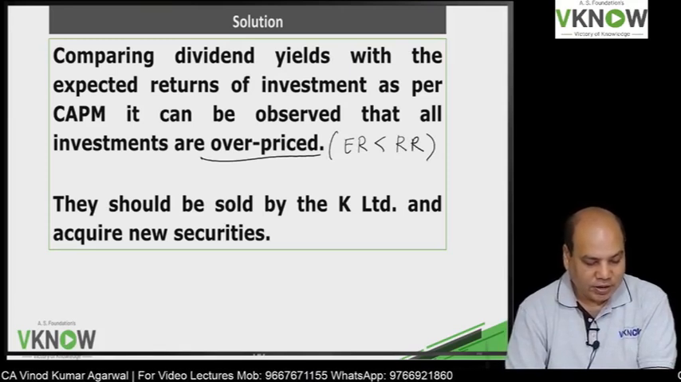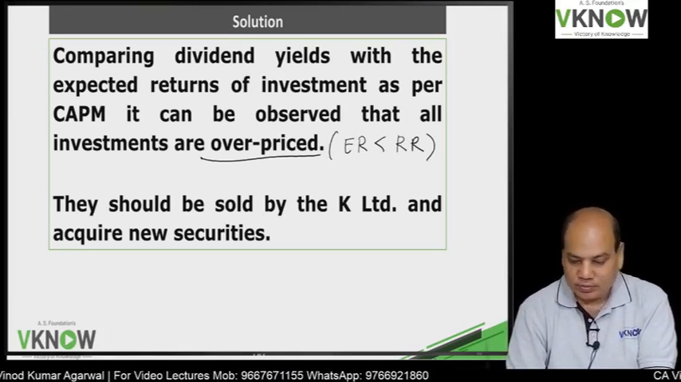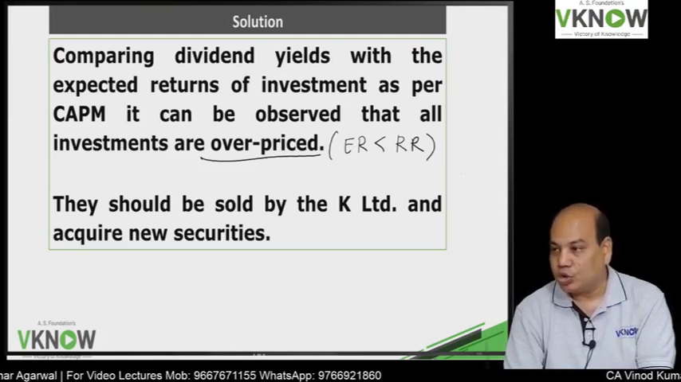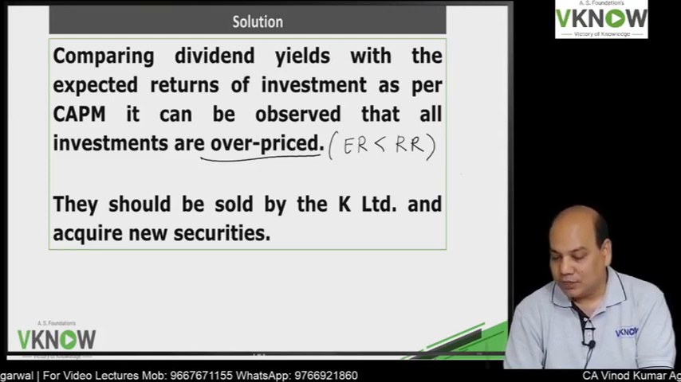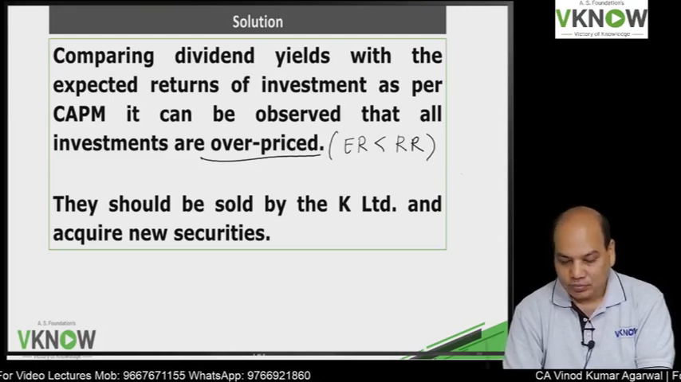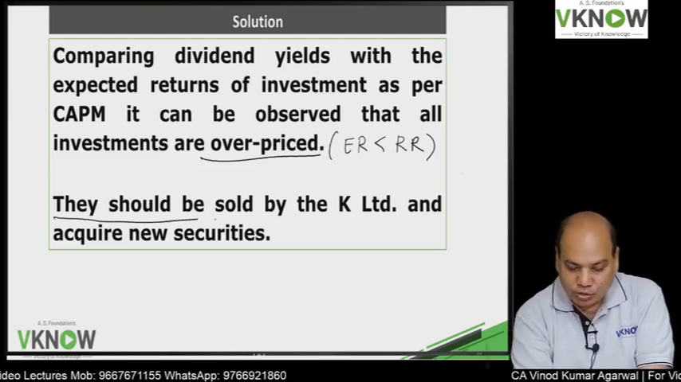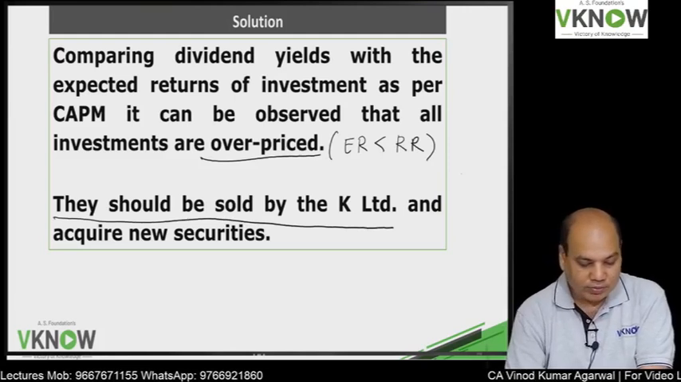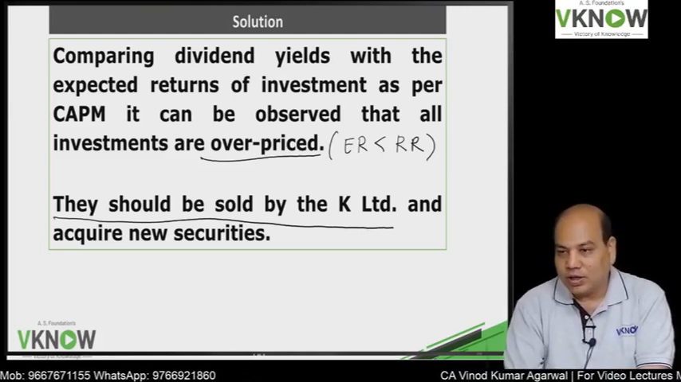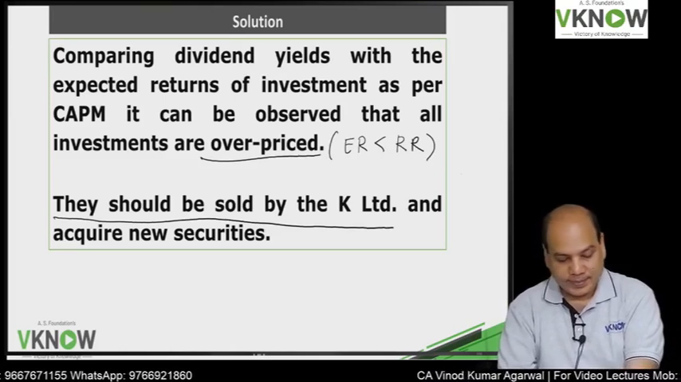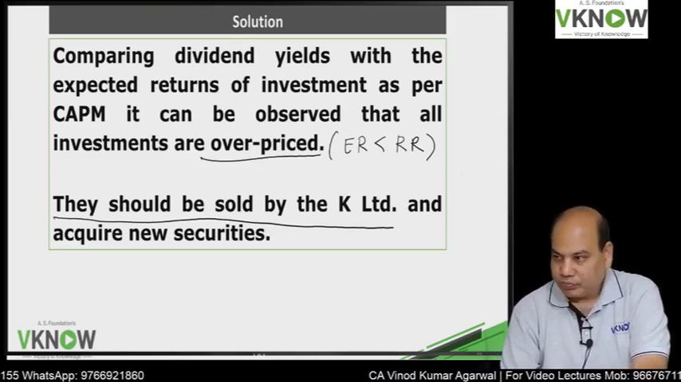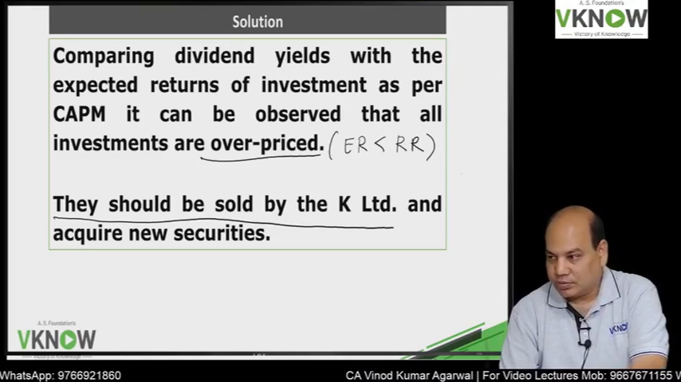Expected return is less than required return. If expected return is more than required return, it is undervalued. If they are equal, it is correctly valued. So the conclusion is that they should be sold by K Limited and acquire new securities.